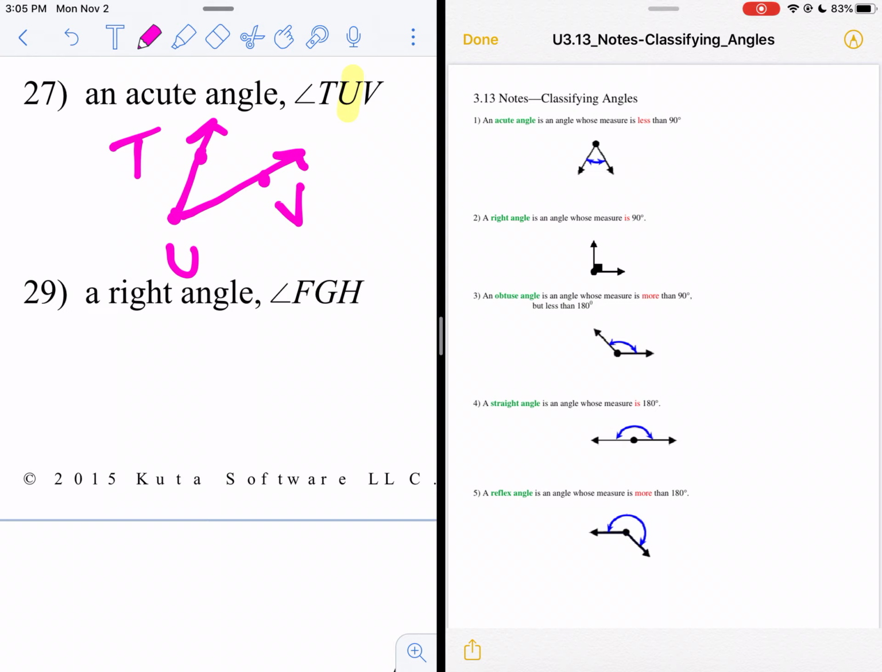Number 29, right angle, exactly the corner of a box. It doesn't matter what you do. You could put your point G here, and you can go down here. It doesn't matter, but it has to be the corner of a box. Make sure you put that box in there. All right, label this and label that.